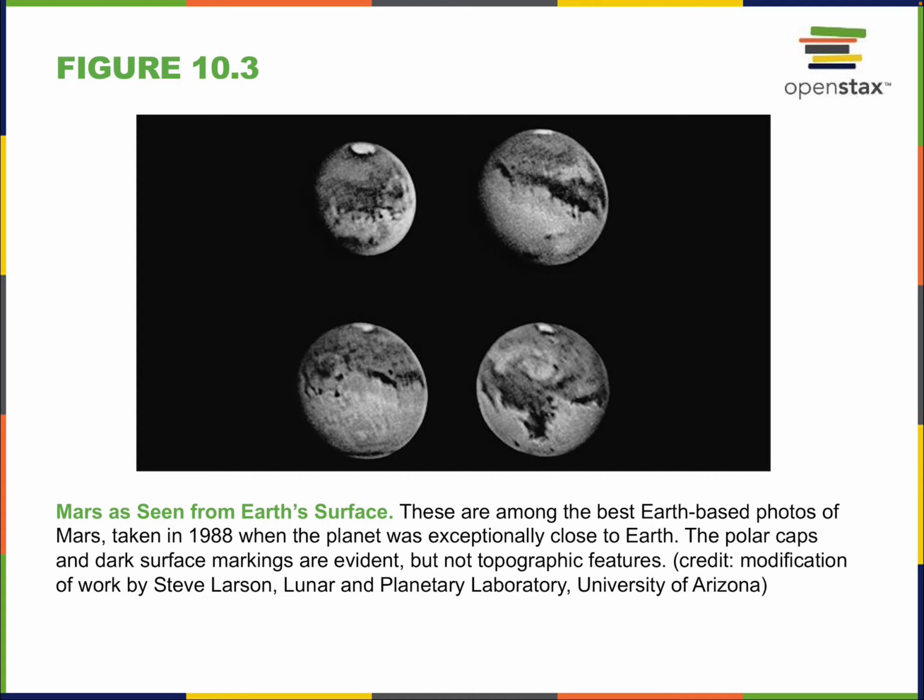As evidence of how we are able to easily determine the rotation rate of Mars, here is the quality of photographs that we took back in 1988, so fairly recently. But you can see very clear surface features. You can see darker regions on the surface. You can clearly see the polar caps. So really, we can have a good view of the surface of Mars from Earth-based telescopes.